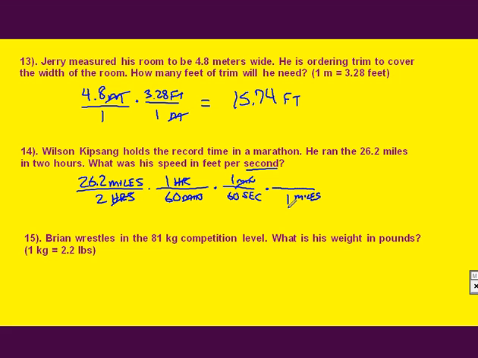And I know that 1 mile is the same as 5,280 feet. Now my unit is feet per second, which is what I want, so I can multiply straight across and divide by the bottom. I should get 19.21 feet per second.